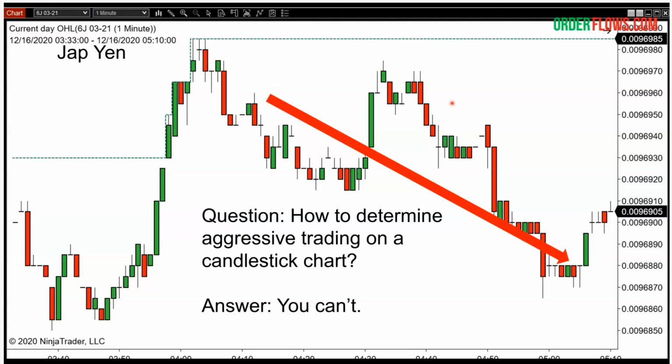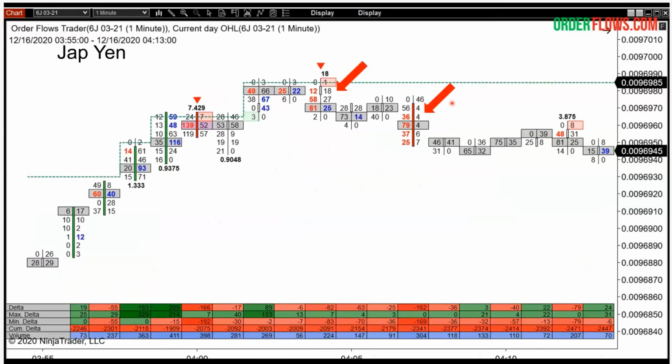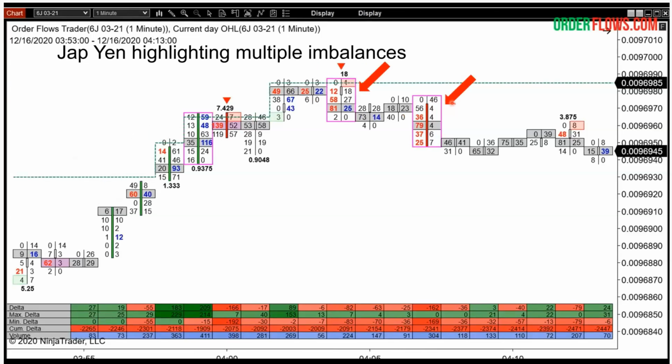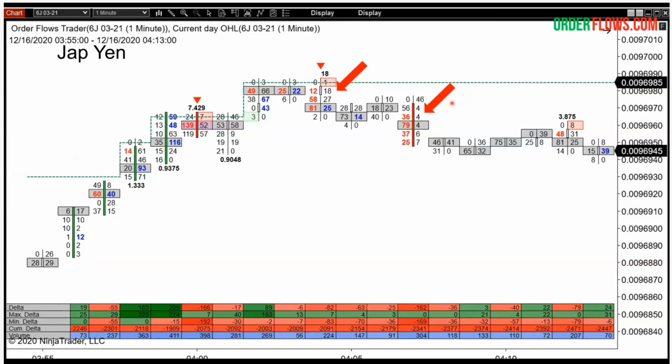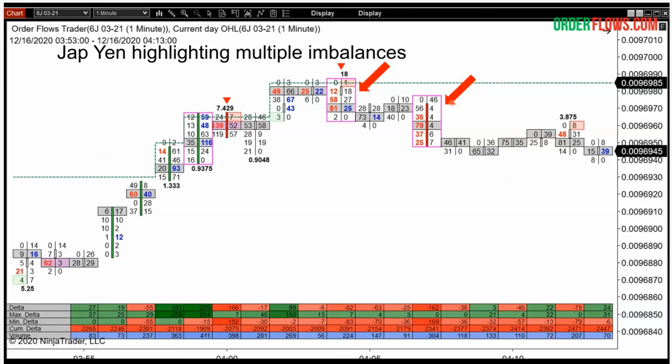Well, the answer is, you can't. You can't without looking at the order flow. You're seeing it right there. It's clear as day, but maybe you can catch it on a chart like this. Maybe you can see it. Maybe you trained yourself to see it. But it's just better to have a software that says, hey, you know what?